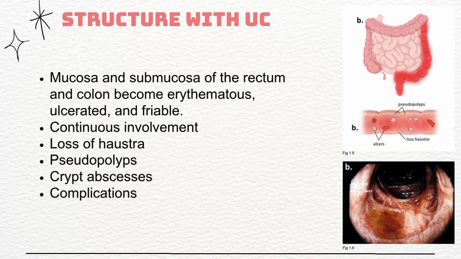We have the crypt abscesses, which is the neutrophil infiltration of the crypts of Lieberkühn in the mucosa. We also have pseudopolyps, which are islands of regenerating mucosa that protrude into the lumen.